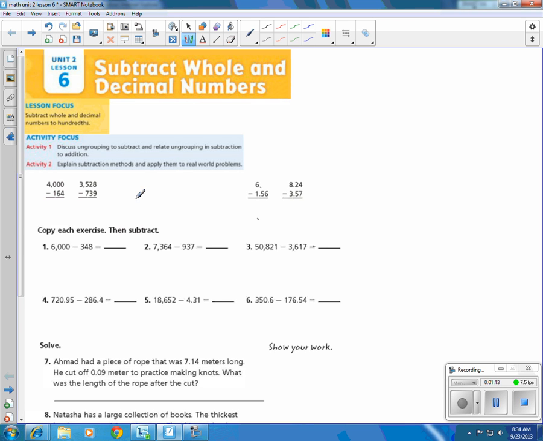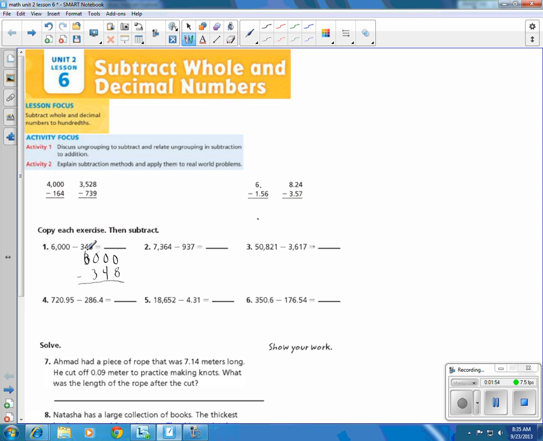This is copy each exercise, then subtract. So remember, just like in addition, with subtraction we want to write these problems vertically so we can line up place values, and when we're doing decimal subtraction, we'll line up decimals, which will automatically line up the place values for us. So 6,000 minus 348. If we look here, we don't have anything to subtract 8 from, so we're going to have to come over all the way to our thousands place. Oops, I wrote 3,000, that's actually 6,000.